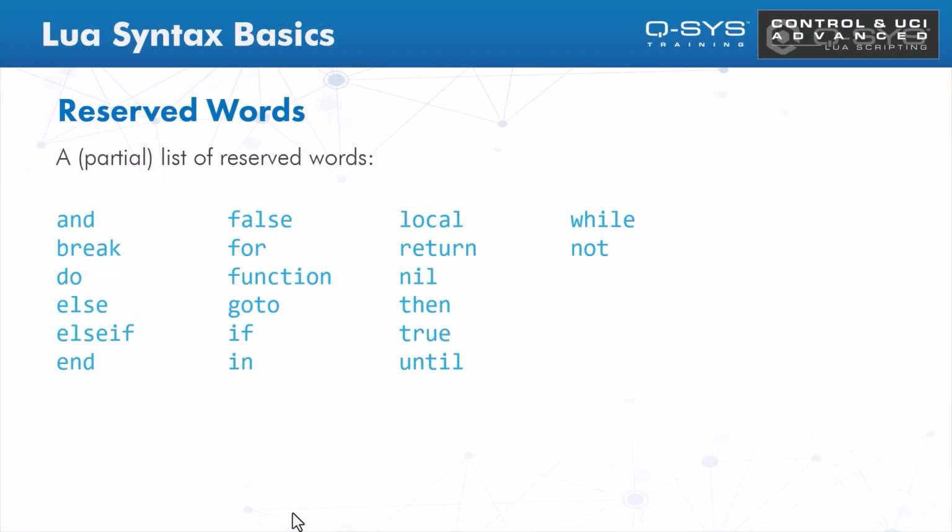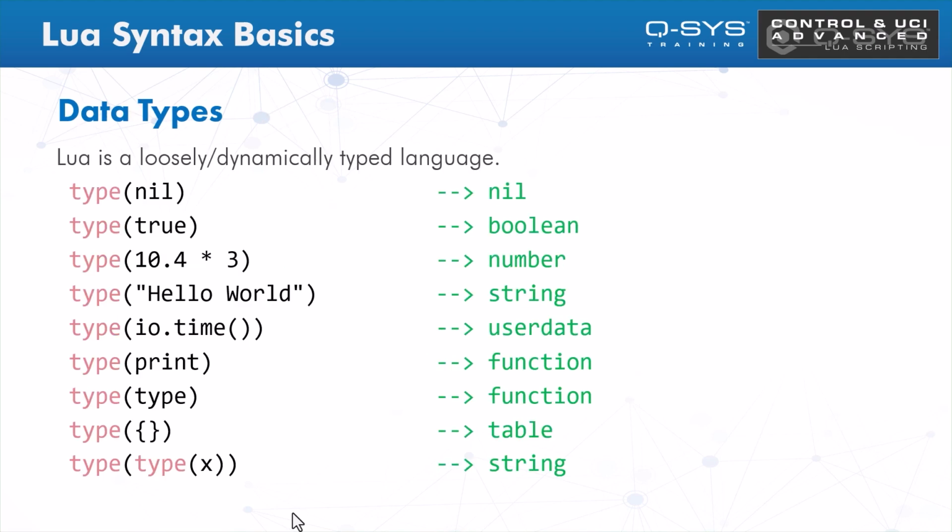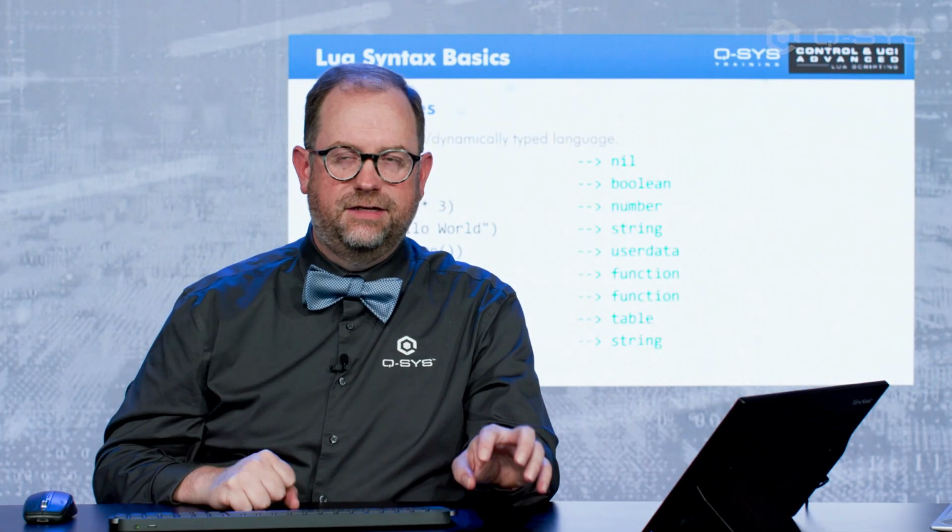You can't redefine it to be something else. These are the ones, there are a few more, but these are the ones that you'll probably run across as you do some things. And the next slide here is actually a really important idea. Computer languages have data types.